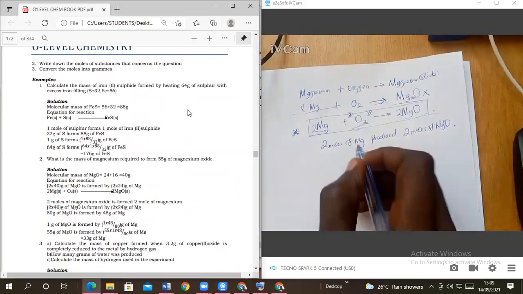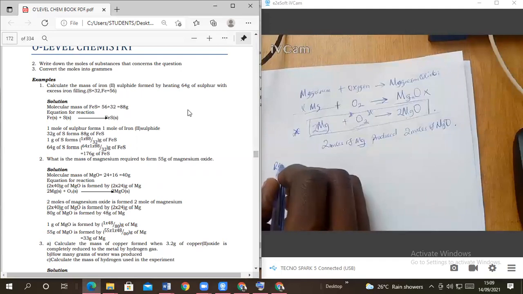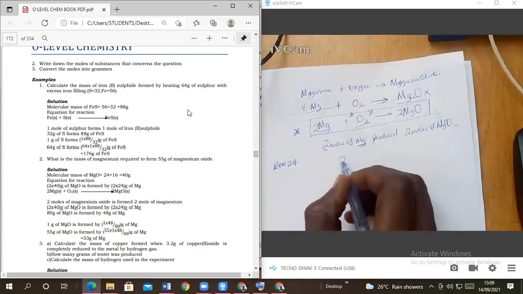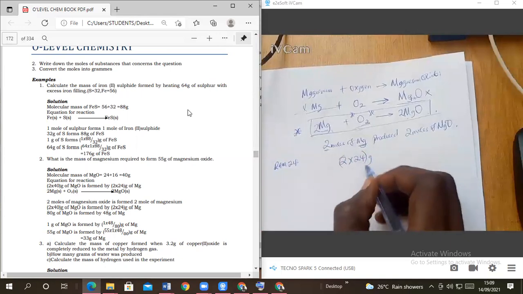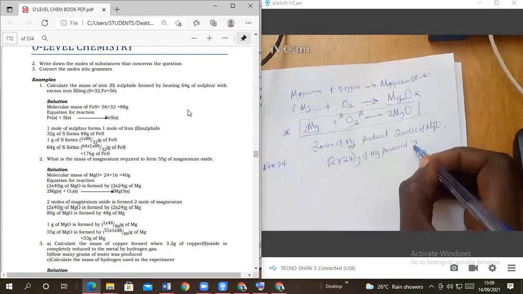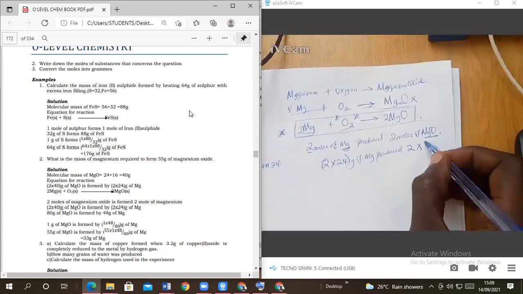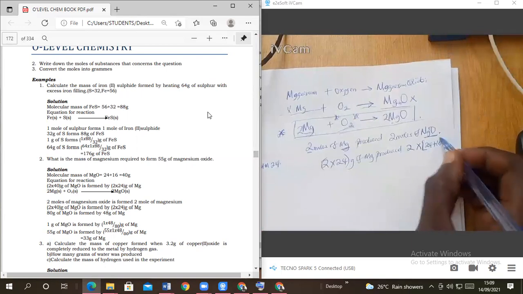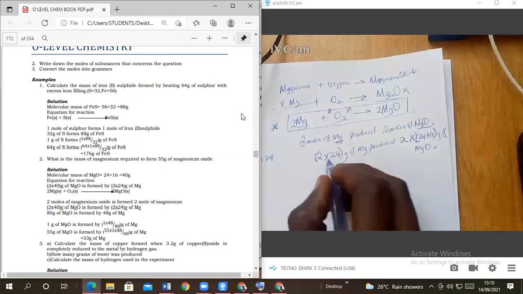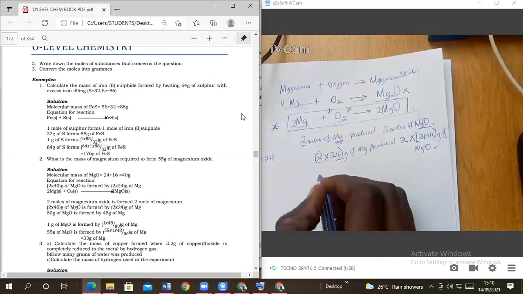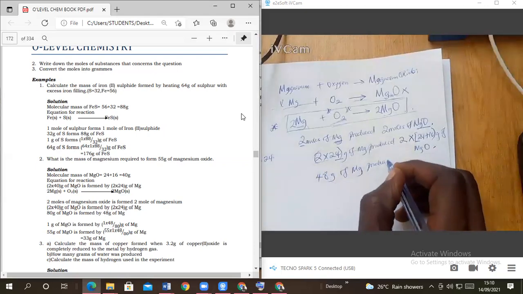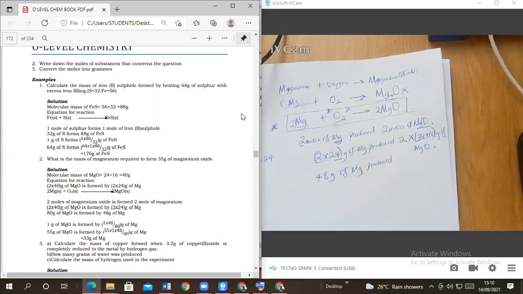That is all. Magnesium, its relative atomic mass is 24. So you say there are 2 moles, not 1. So this is 2 times 24 grams of magnesium produced. Now this is 2 times magnesium oxide, which is 24 plus 16 grams of magnesium oxide. So 2 times this, you get what? 48 grams of magnesium produced. 2 times 24 plus 16, you get what?